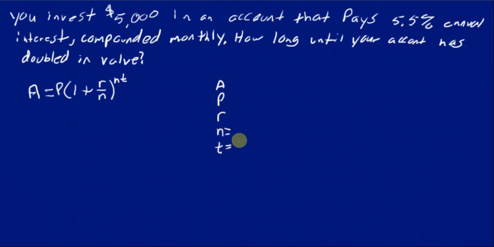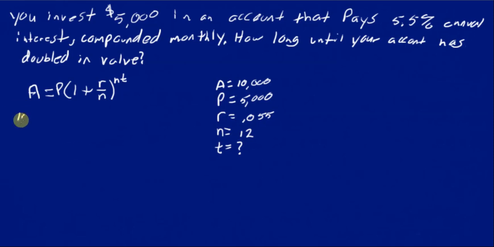So I'd like you to list all your variables, A, P, R, N, and T. It says how long, so we don't know time. We're going to double 5,000, so we're going to end up with 10,000. And the principal is what we start with. That's our 5,000. Our interest rate is 5.5% or 0.055. Number of compoundings, what's compounded monthly? Last I checked, we got 12 months.